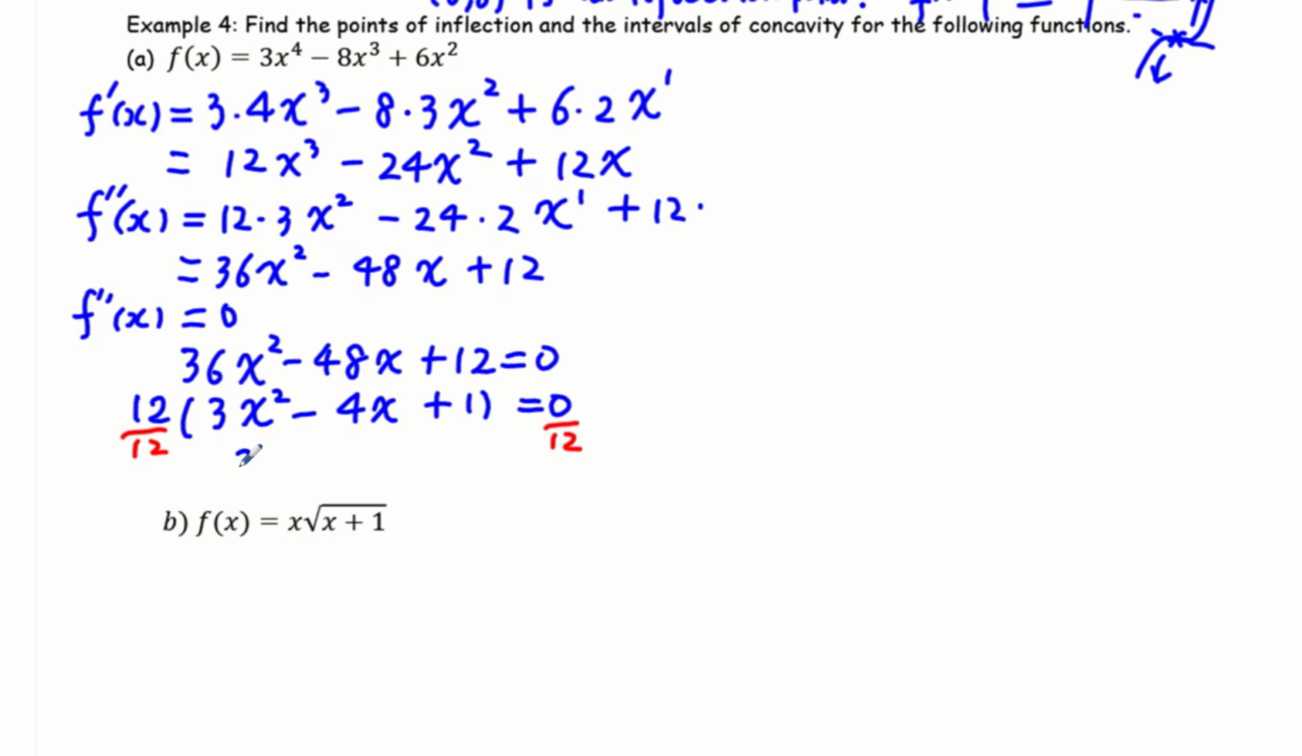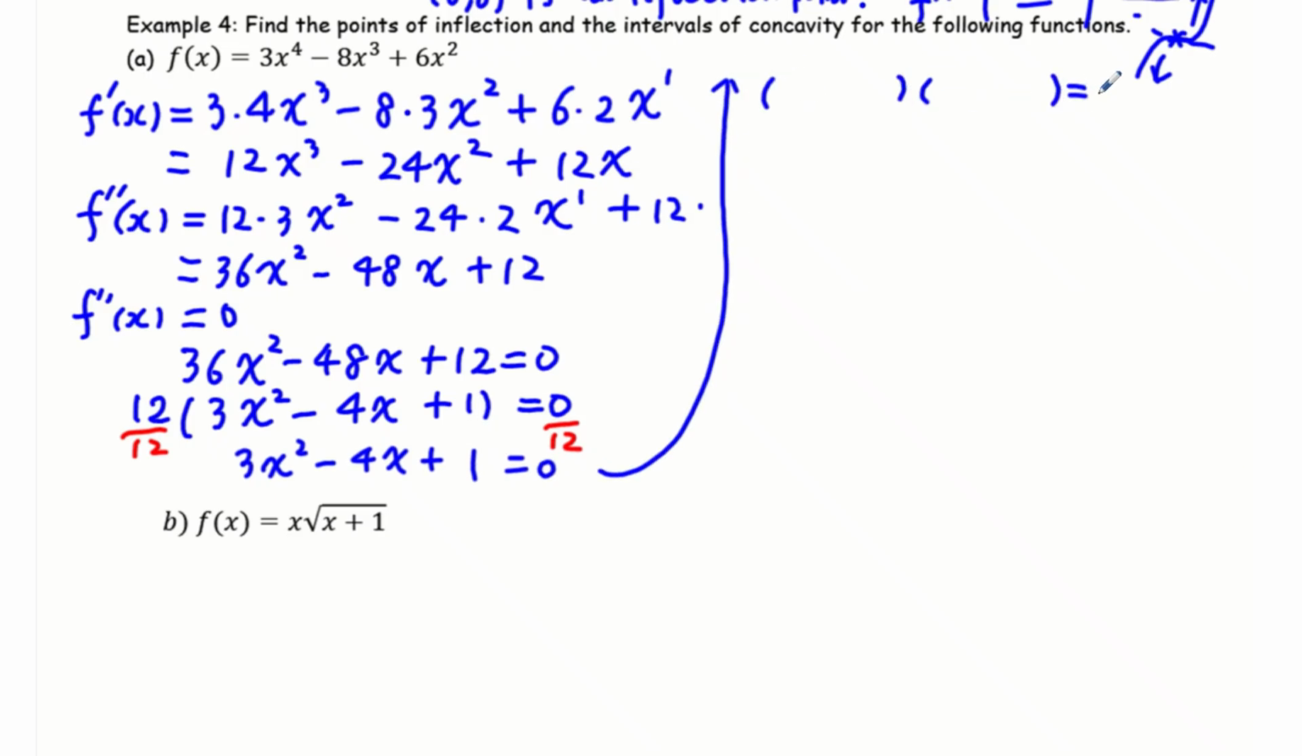Then we have 3x squared minus 4x plus 1 equals 0. So in order to find the zeros, we want to factor it. This one, 3x squared minus 4x plus 1. 3 is a prime number, so we could try it. It's x and 3x only. You don't have other ways. X times 3x gives you 3x squared.